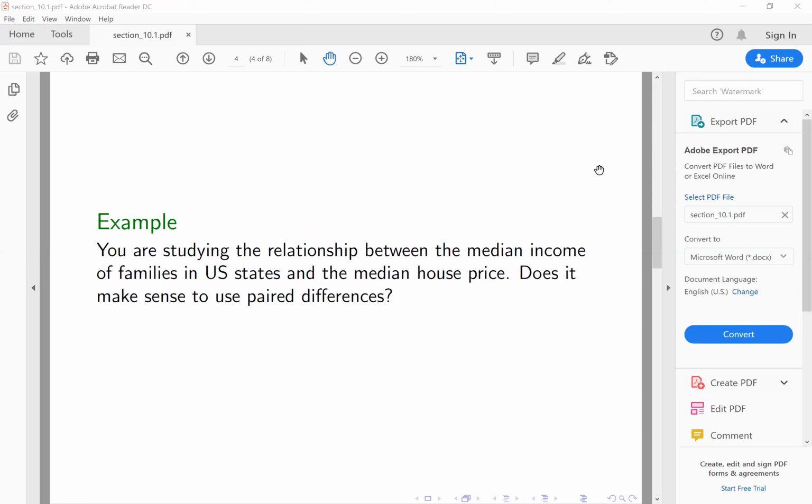Well, the answer is no. Although you're studying two things that involve money, and you can fix it by state, you're not really comparing the same thing. The median income of families and the median household price, you're just not measuring the same thing. In order to do a paired difference, you need to be measuring the same thing each time, not just having the same units. So this would not be an example where you would use paired differences.